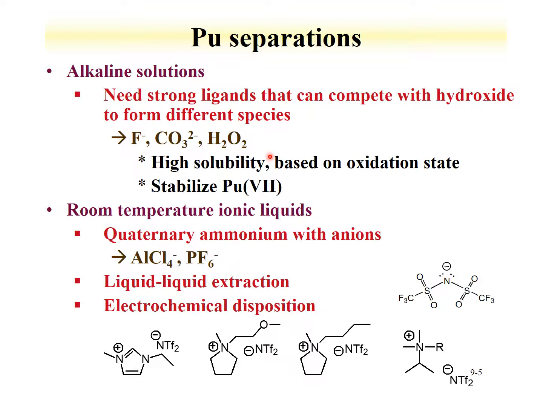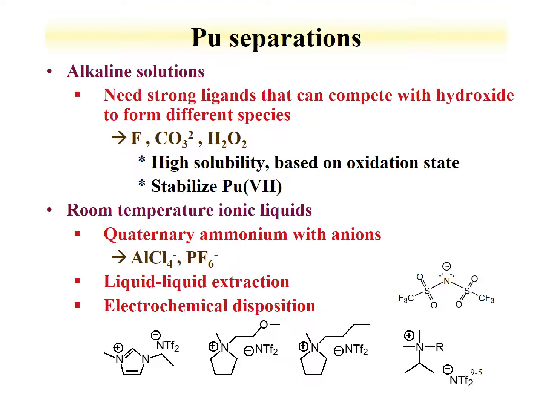One would need strong ligands to compete with the hydroxide formation, so fluoride, carbonate, and peroxide species of the actinides are certainly known. You can get high stability based upon the higher oxidation states that can be achieved with plutonium, and there are also conditions where plutonium(VII) can be stabilized, and this species can be used as a route for separating plutonium from metal ions in a solution. In particular with an alkaline system, you can get soluble plutonium species with precipitates of other metal ions.